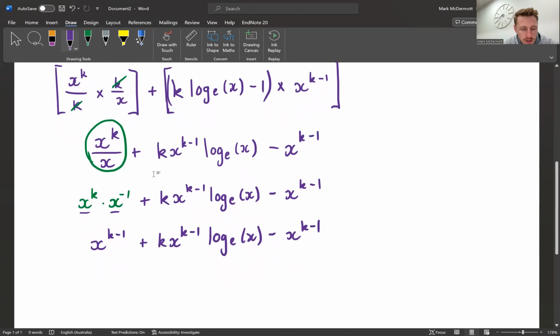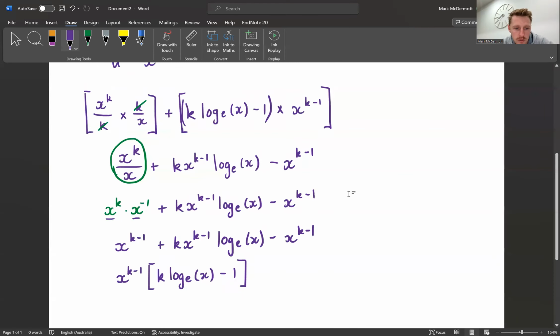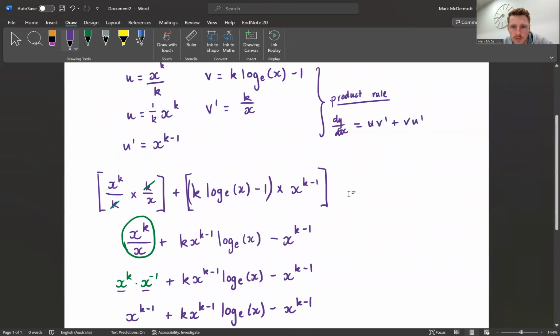And then finally, x to the k minus 1 is a common factor to all of this. So let's take that out the front. X to the k minus 1 is a common factor, so that comes out the front of k log base e of x minus 1. And then we go look at the question, and hopefully we're somewhere near it.